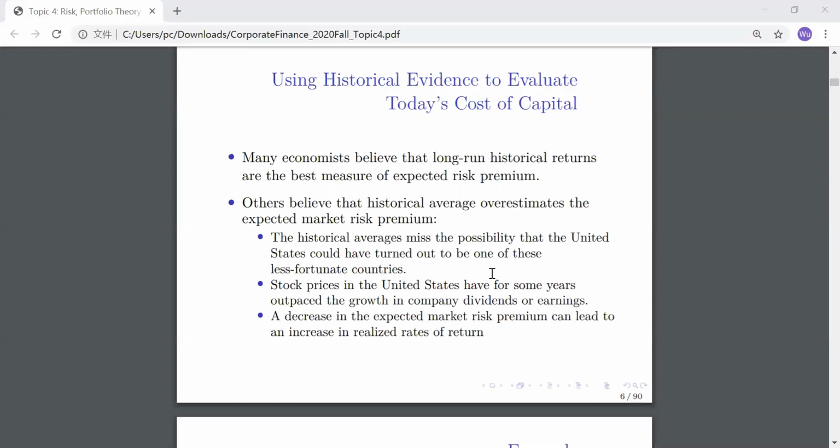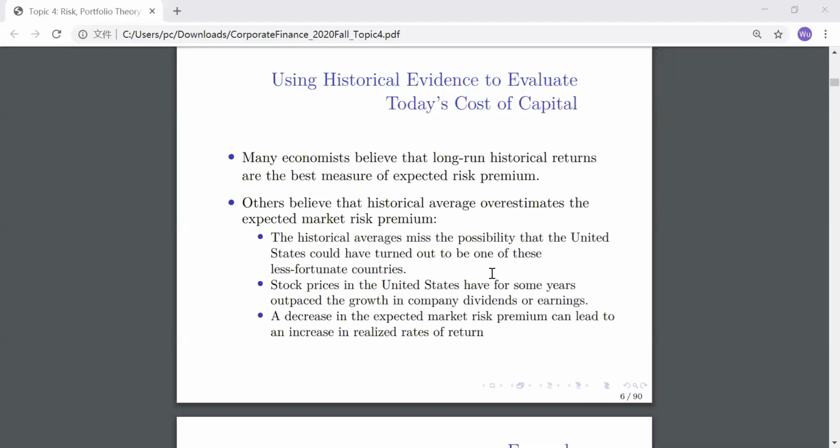The second reason is that the stock prices in the US have outpaced the growth in company dividends or earnings in many years, right? Why is that a concern? Because we usually think that stock prices or returns should reflect the growth in the company, because these are the fundamental aspects of the company, which should go into the firm's prices. But what we see is that the growth in stock prices has definitely outpaced the growth in the company's dividends or earnings. So there is this kind of mismatch.